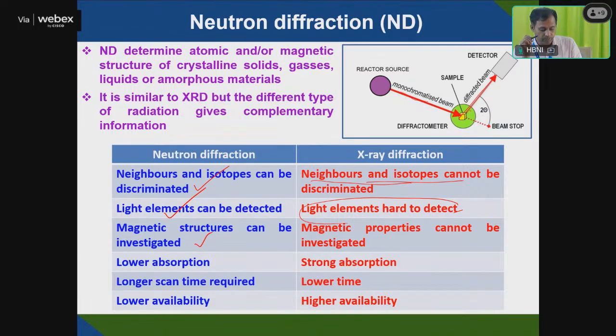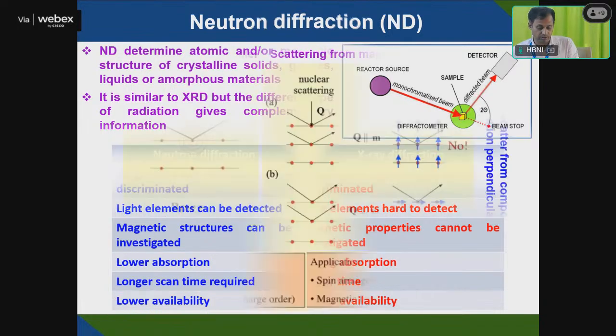The only problem is the lower availability of neutron diffraction techniques, since you need a nuclear reactor, whereas XRD is highly available and you can get an X-ray spectrum in very little time. In neutron diffraction or neutron scattering, you need a long scattering time because of the tiny nuclear size.